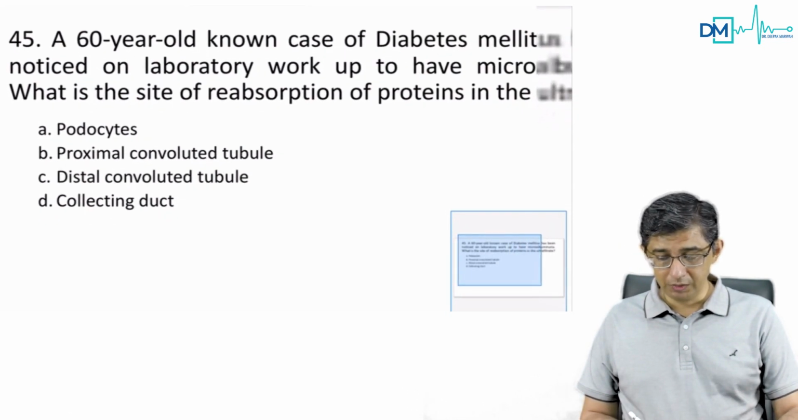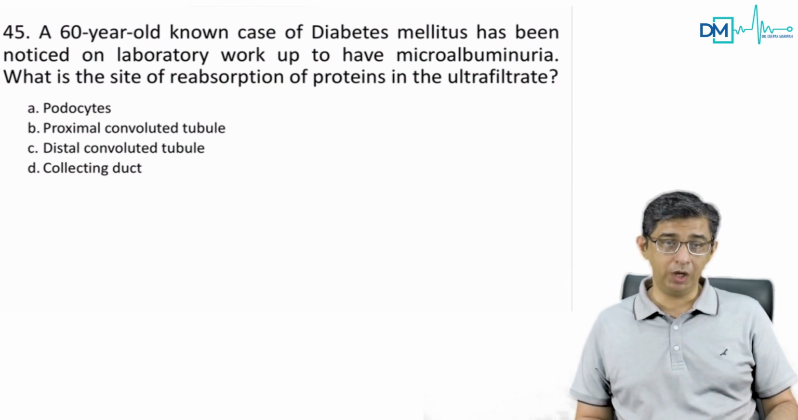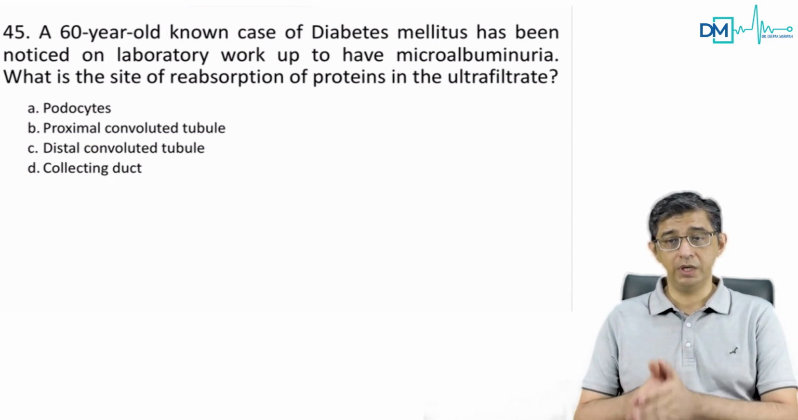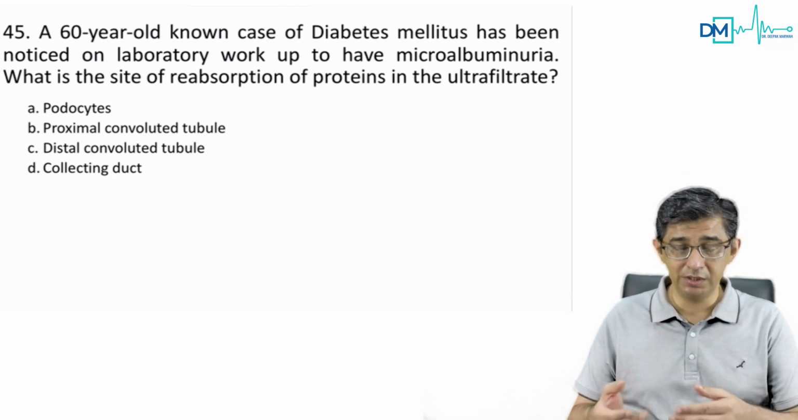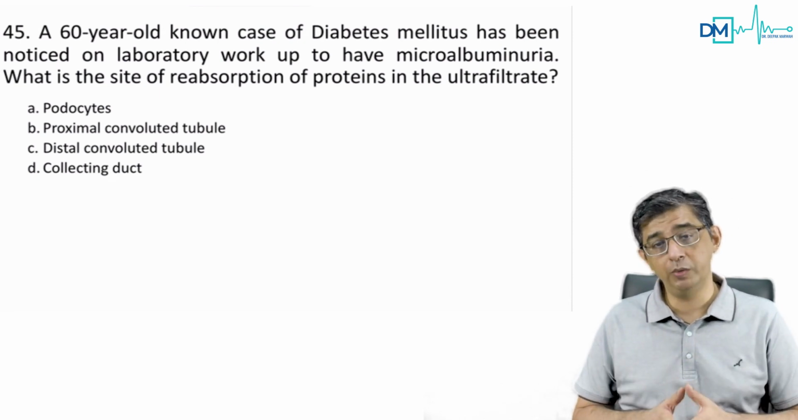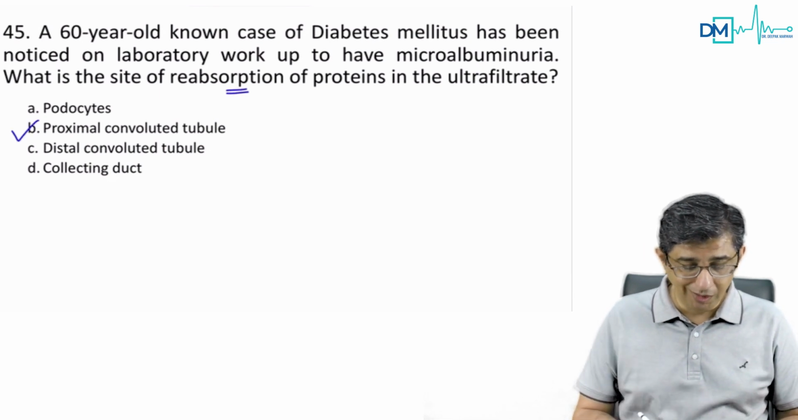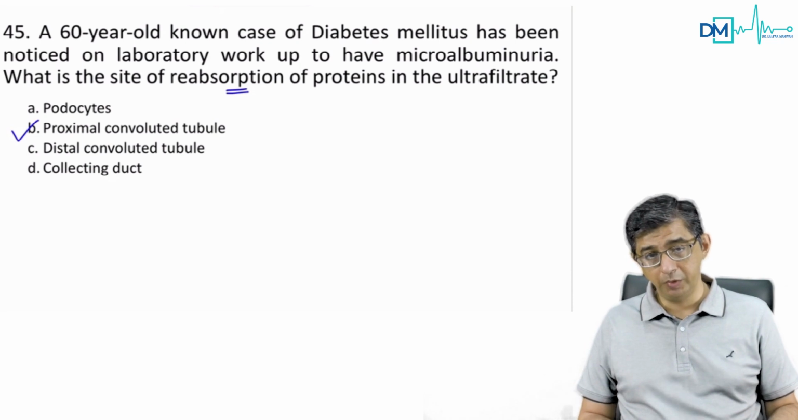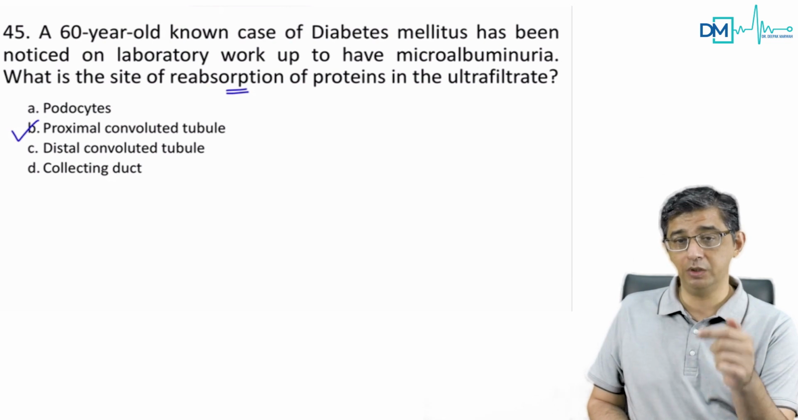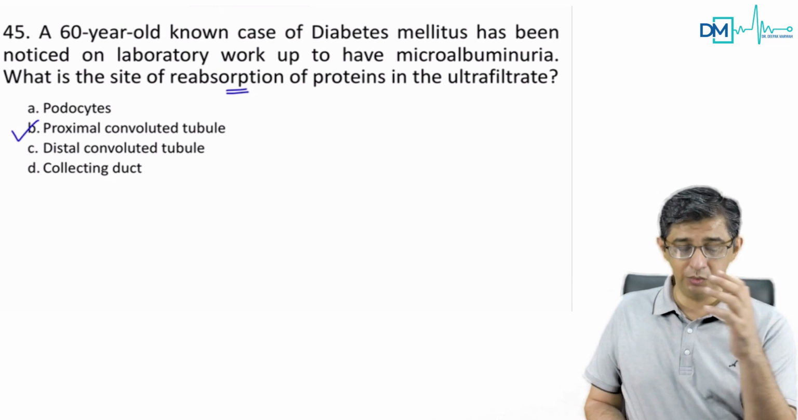Coming to the next one, it has a physiology overlap. The question talks about a person who's having microalbuminuria. The question said, what is the site of reabsorption of proteins? Now, most guys mark that as podocytes. See, guys, podocytes are for regulation. They stop proteins. Here he's not talking about what will stop the proteins, he's talking about what will reabsorb the proteins in the ultrafiltrate. So the answer for this would be proximal convoluted tubule. So please remember, podocytes are stopping proteins, not reabsorbing the proteins. What is going to reabsorb the proteins? It is PCT, the proximal convoluted tubule. The correct answer to this is beta.